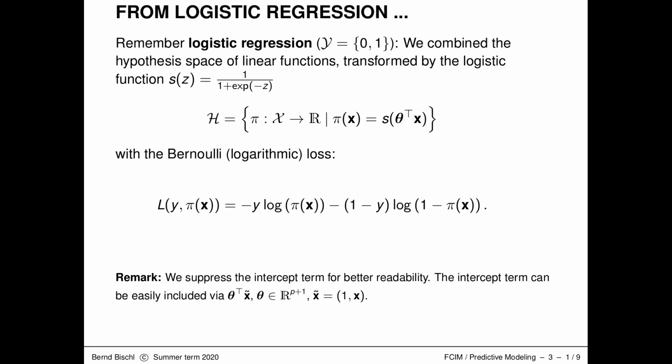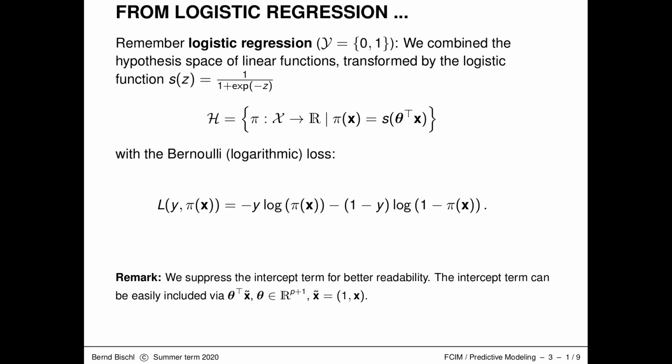So remember, how was logistic regression defined? We usually assume that we have a 0-1 encoding of our class label, and then we combined this hypothesis space of linear functions, which was transformed by this logistic function S. We combined that with the Bernoulli or log loss, which looked like this and was defined on these estimated posterior probabilities. The resulting model we simply called logistic regression, and we also showed that this is a linear classifier where the optimal decision boundary is a simple hyperplane.